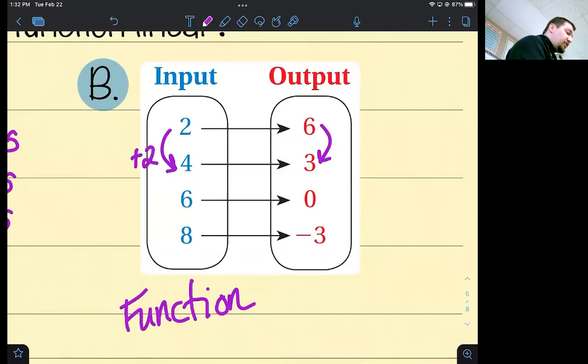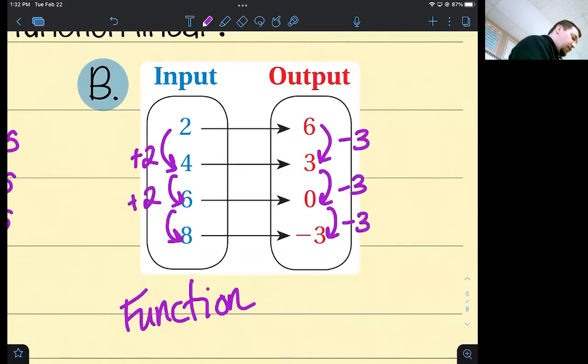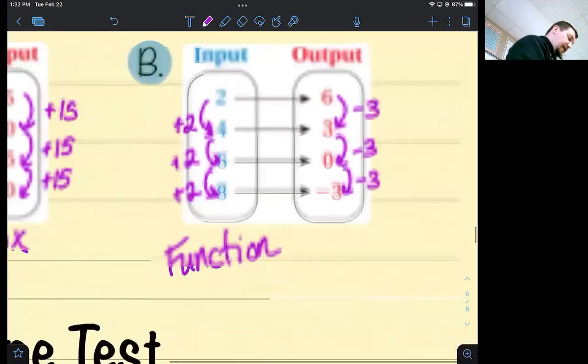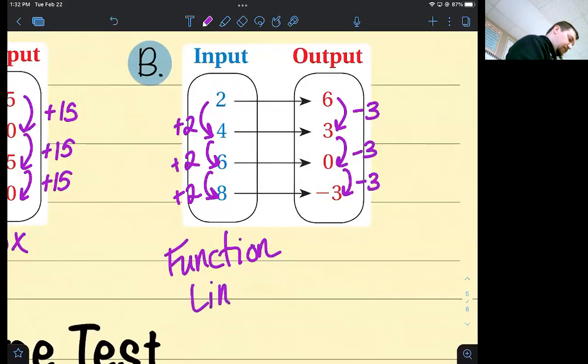Okay, so we're rising, actually falling, right? Remember the rise is the change in y, so we're going down 3 over 2, down 3 over 2, down 3 over 2. If that's the same all the way through your chart, then you have a linear function. And the equation for this linear function would be what? What's the slope? Down 3 over 2. What's the slope, Jimmy? Good. Negative 3 over 2.